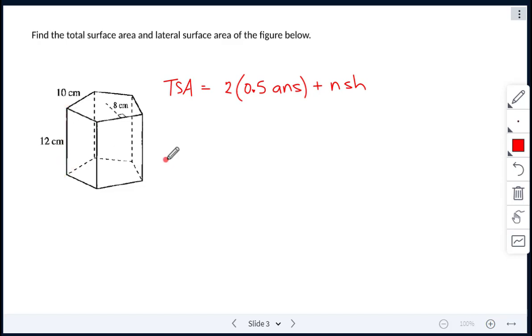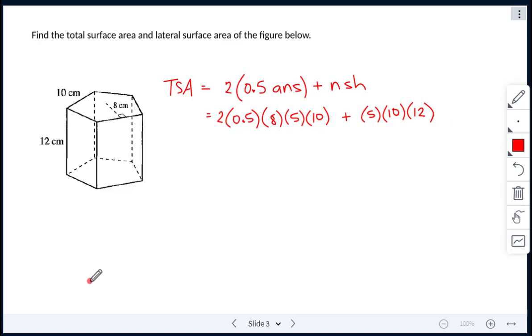All right, so let's go ahead and substitute everything into the formula. So 2 times 0.5, the apothem is 8. Number of sides, this is a pentagon, it's 5-sided. Side length is 10. All right, and then we're going to add that to NSH. So again, number of sides, that is 5. Side length is 10, and the height is 12.